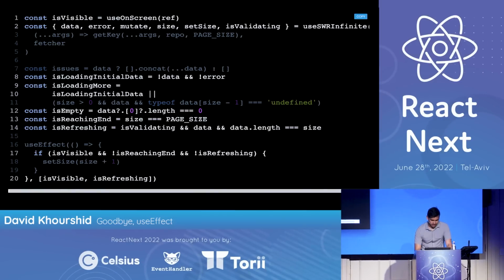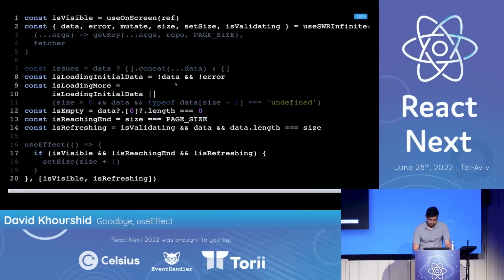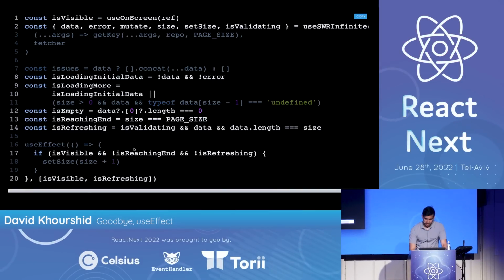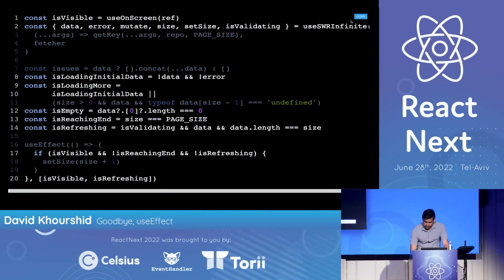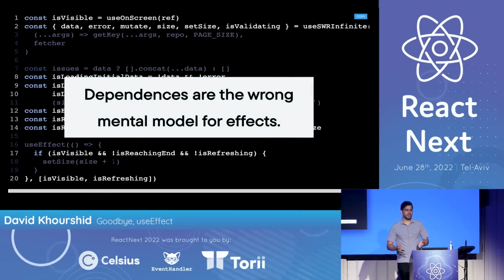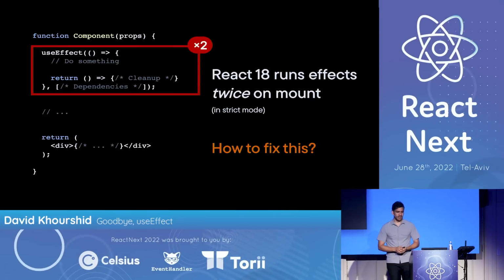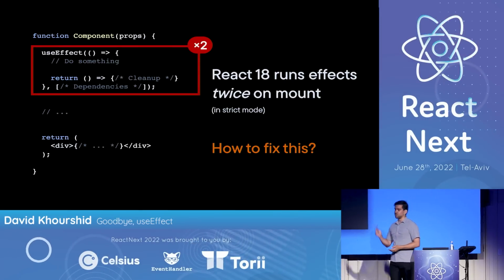Here's a bigger example. We have a lot of variables that start with is, which are my favorite kinds of variables, just Boolean flags everywhere. The useEffect is also down here. Use SWR infinite. I'm not sure which company uses that, but anyway, dependencies really feel like the wrong mental model for effects. And so let's get back to this issue too.